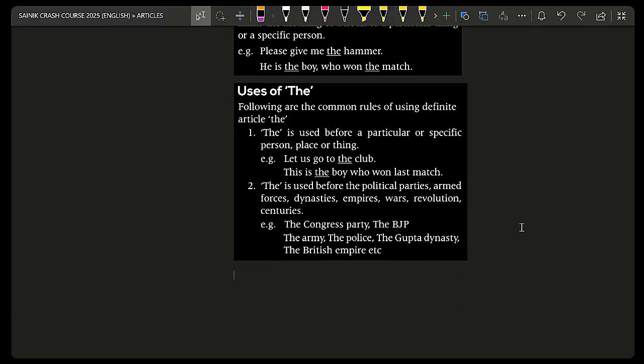The is also used before political parties, armed forces, dynasties, empires, wars, revolutions, and centuries. Like the Congress Party, that's a political party. The BJP political party, the army, the police, the Gupta dynasty, the British Empire, etc. So the is used in these cases. And next uses of the.